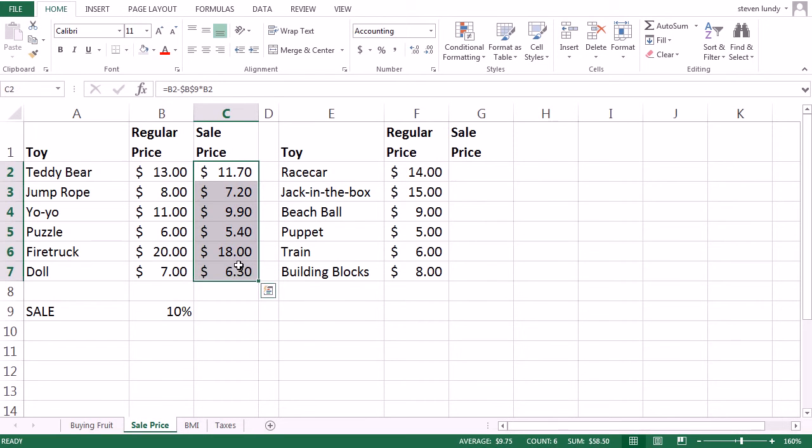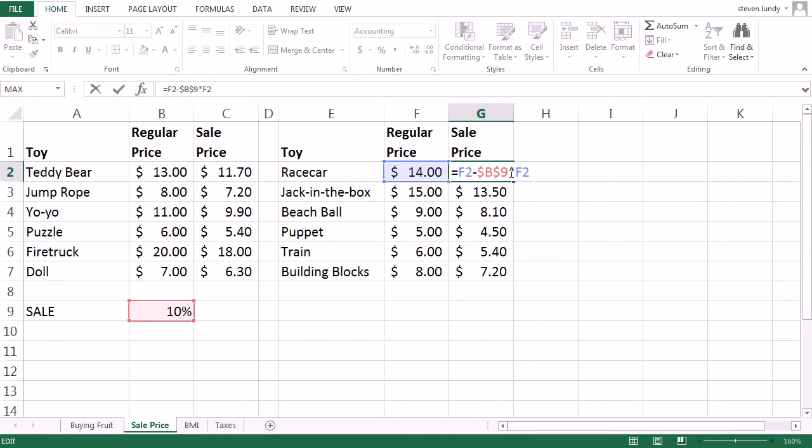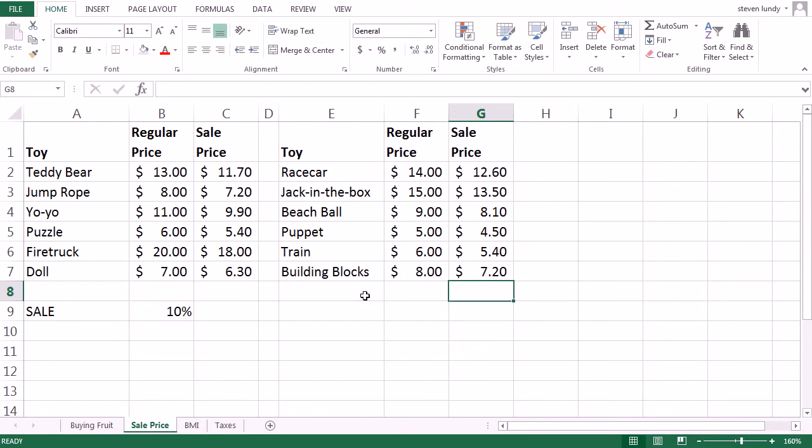We can also copy this to a completely different part of the spreadsheet if we want to continue over here, and it will continue to work. The F2 is relative, so it's referring to the price to the left, and the B9 is absolute, so it continues to refer to the 10% that is down in B9. Now, if we even change the sale price, every cell updates to match.